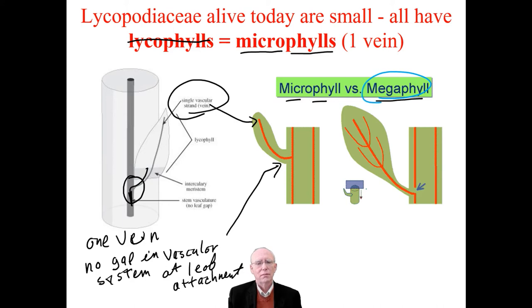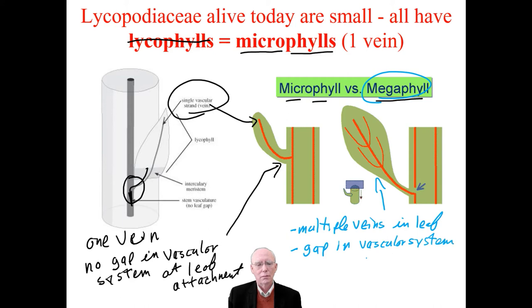On a megaphyll, which is this other diagram, we see that the leaf vascular system is quite complex. There are multiple veins in the leaf. And there is a gap in the vascular system. See that here at the arrow. So those are the technical characteristics that distinguish a microphyll from a megaphyll.